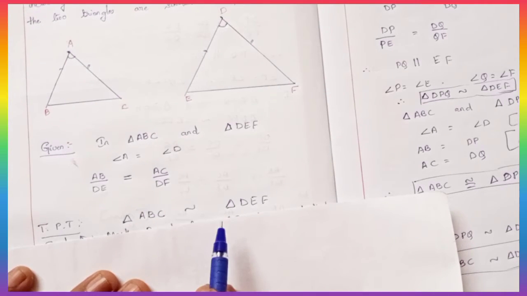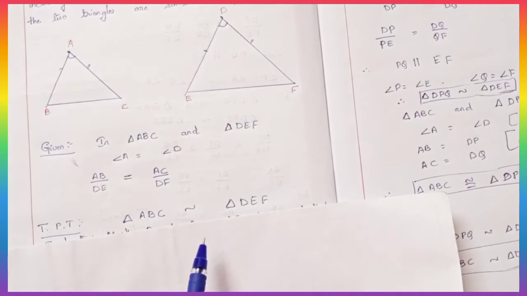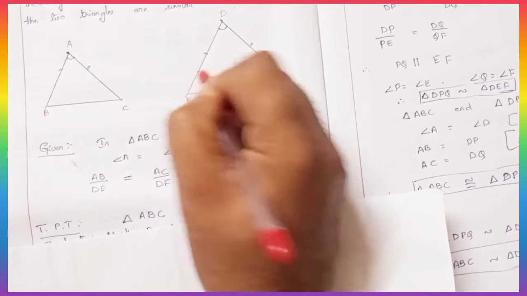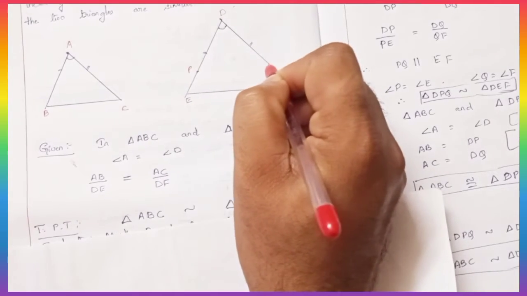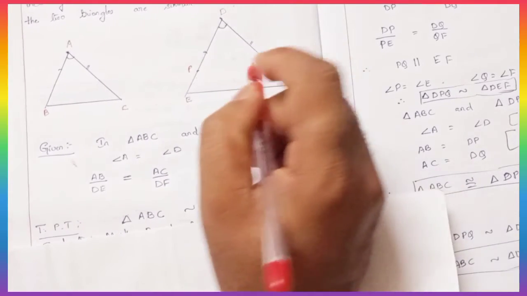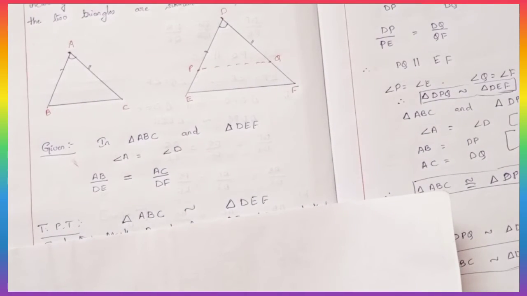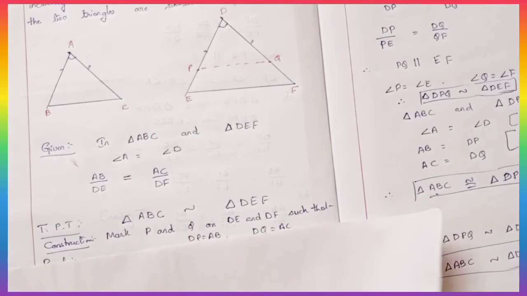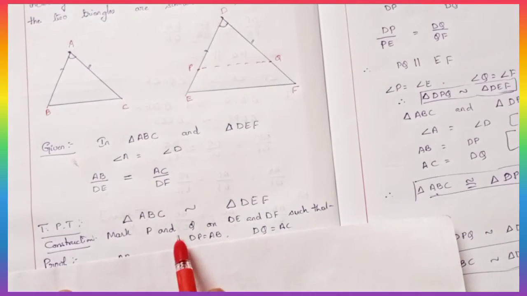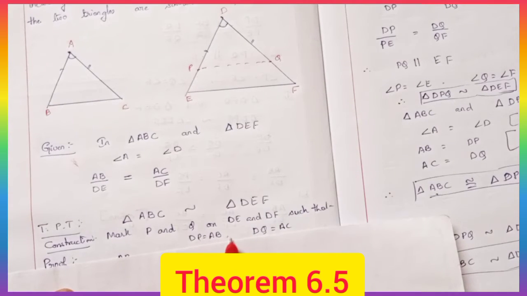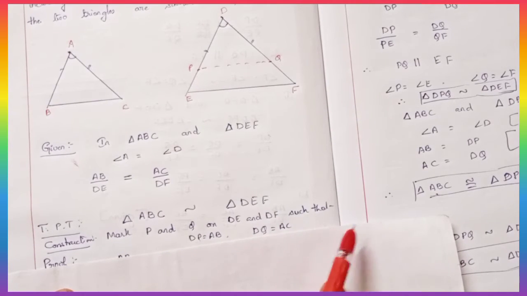To prove this one, we are doing a small construction, and that is nothing but we are going to mark a point on side DE. We will call this point P, and we will mark another point on DF side and we will call it Q. We will join these two points by the dotted lines. Now the length of DP is equal to the length of AB, and the length of DQ is equal to the length of AC. So this is our construction. So mark P and Q on DE and DF such that the length of DP is equal to AB and DQ is equal to AC.